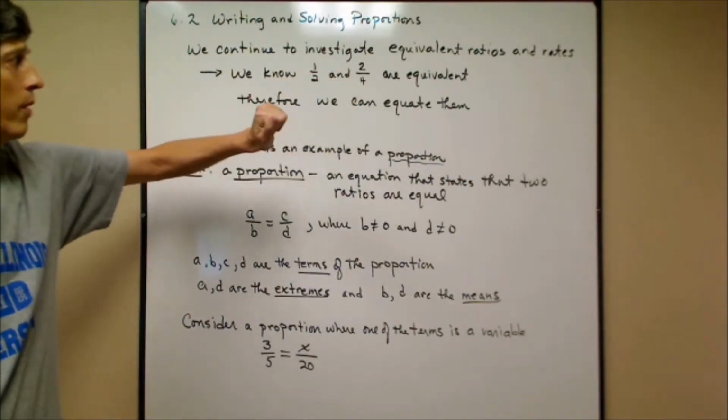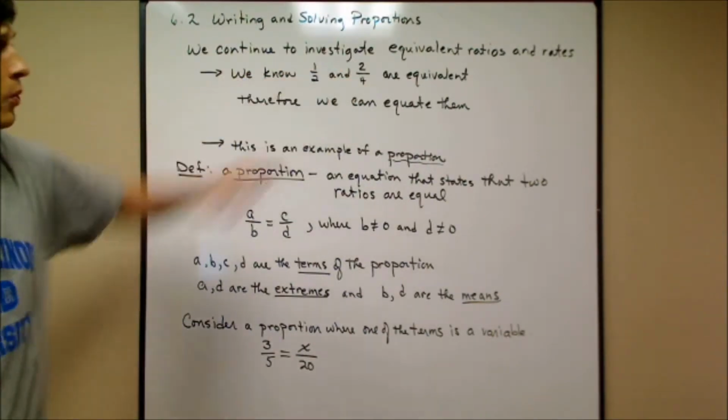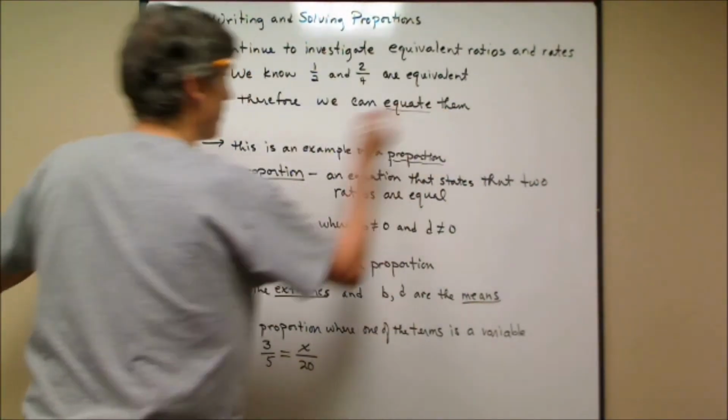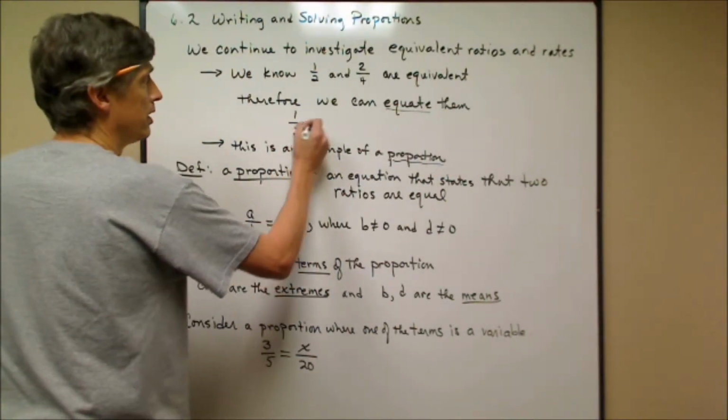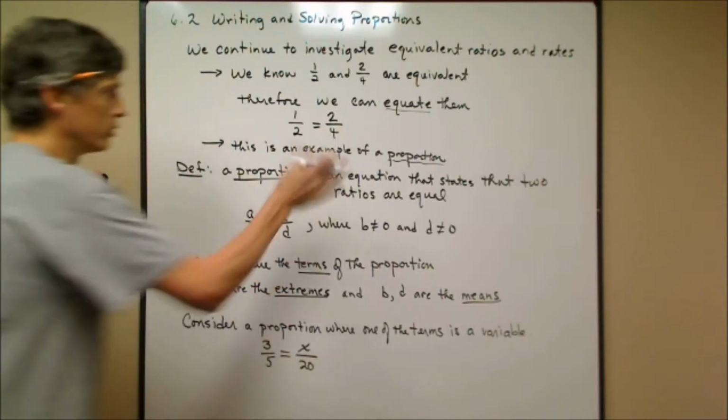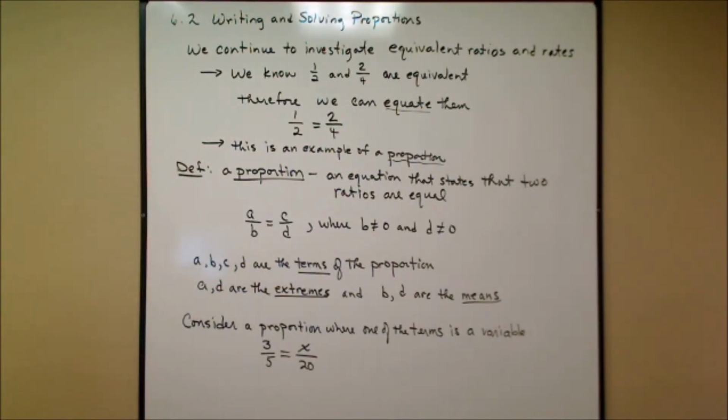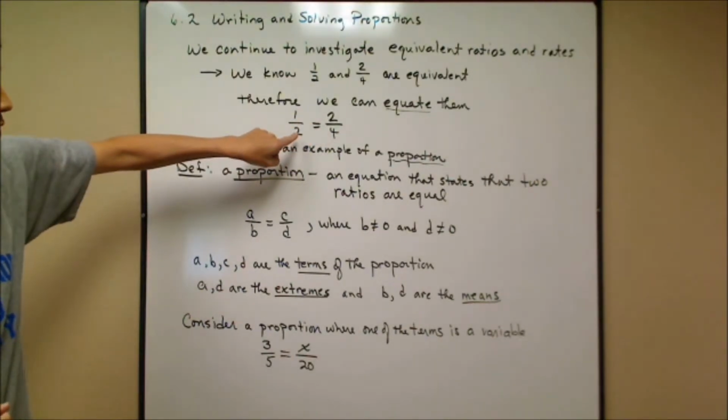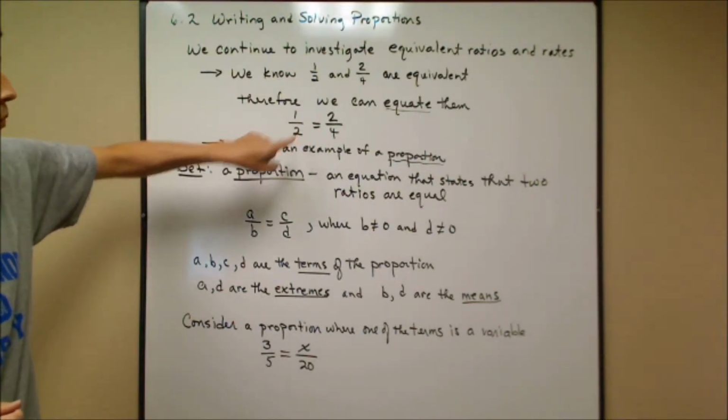1 to 2 or 2 to 4. Because they're equivalent, we can equate them. That means we can set them equal to one another. Those two ratios are equal in value. We can set them equal. When you set two ratios equal to one another, you get what we call a proportion.